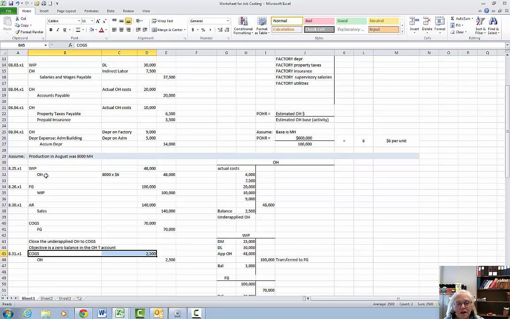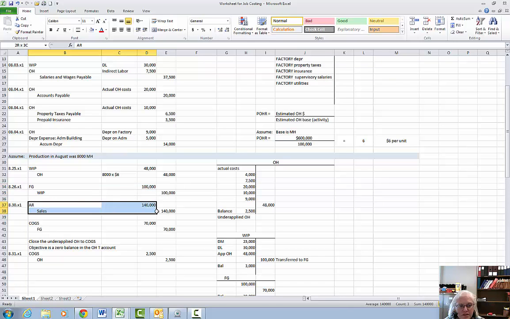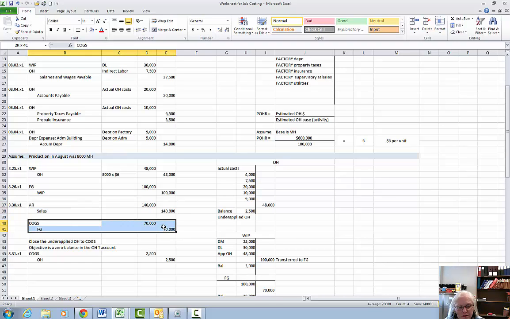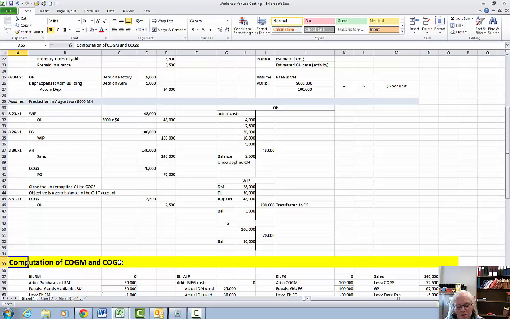And let me go ahead and finish out the journal entries from the first video. So we've applied our overhead. Let's transfer some goods from work in process to finished goods. And let's make a sale on account, a big sale or several sales all at once. And we want to also take the cost of what we sold out of finished goods and put it into cost of goods sold. Okay, so now we are ready to show you the computation of cost of goods manufactured, cost of goods sold, and we'll finish it up with a basic income statement.